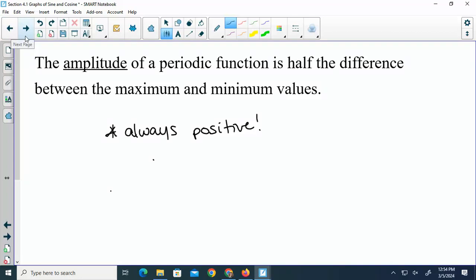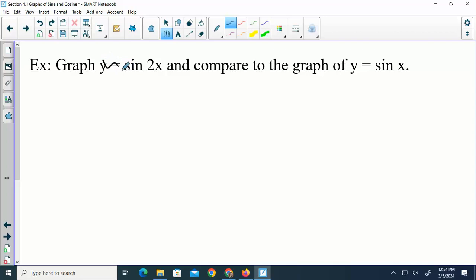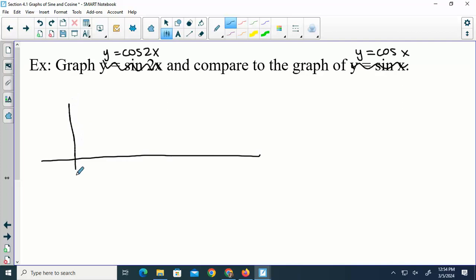Alright. We're going to talk about one more. I'm going to change this. We just did sine. Let's do cosine. So, let's graph our normal cosine. My quadrantal angles: 0, pi over 2, pi, 3 pi over 2, and 2 pi.